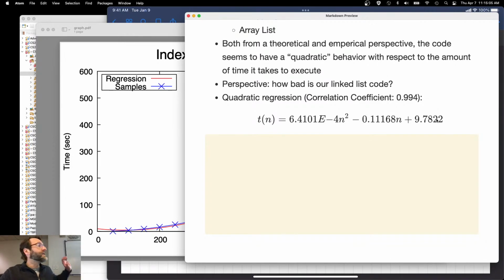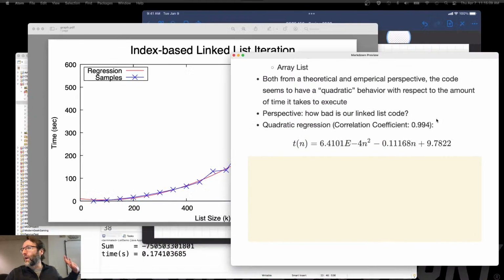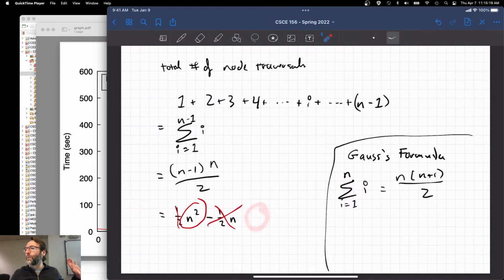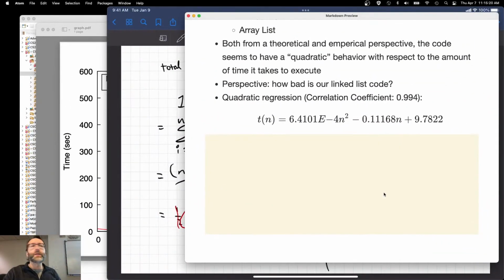And there's not a constant term like we had with our math earlier, where you called me out on my bad math and there was no constant on this part. But over here with the quadratic regression, there is. In fact, it's 9.78 seconds. That's kind of capturing the fact that you have to set up the experiment, that you have to run the Java virtual machine or run something. There's some cost that's not actually related to your actual algorithm.